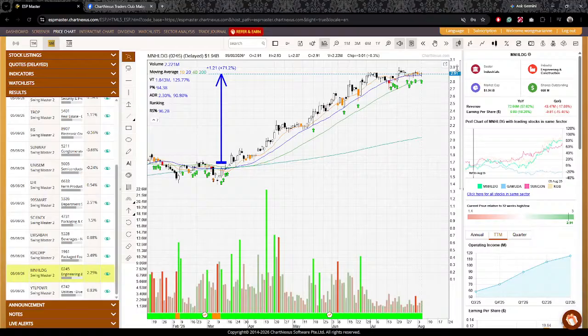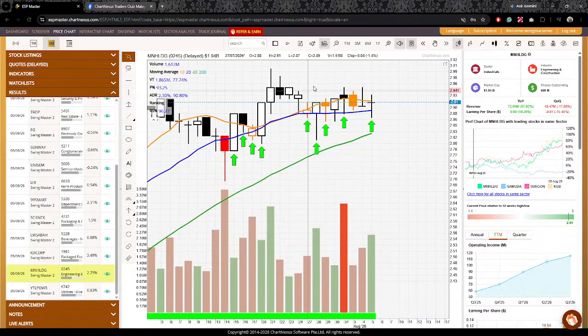Right now it is still consolidating. Can you see this pattern here? It's trading in this consolidating manner. When I pull back, consolidating now. So we wait and see.